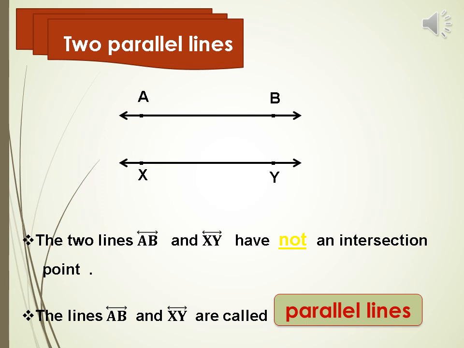The third type is called two parallel lines. If we have two lines, line AB and line XY, the two lines have no intersection point. Then the two lines are called parallel lines.